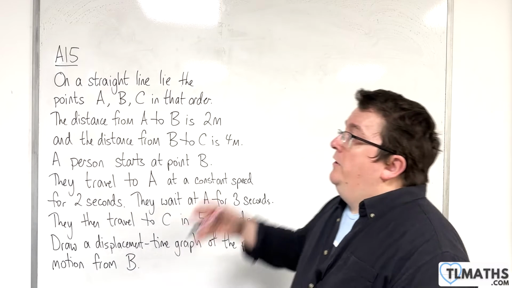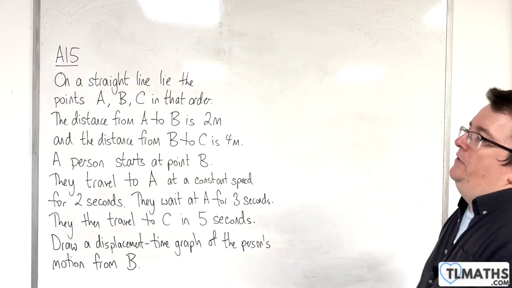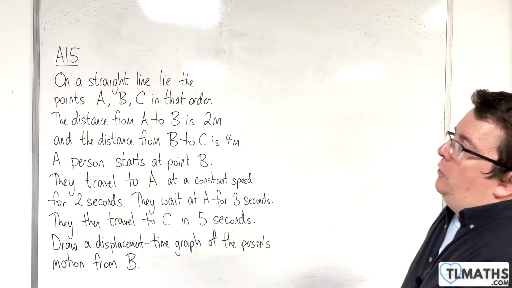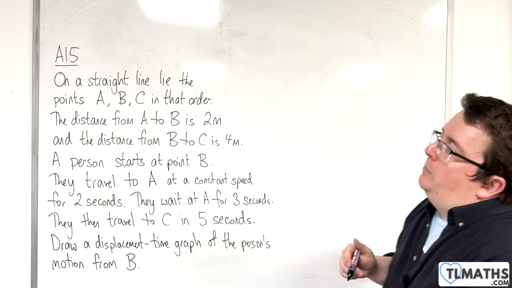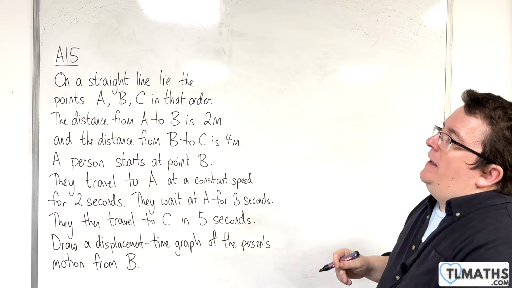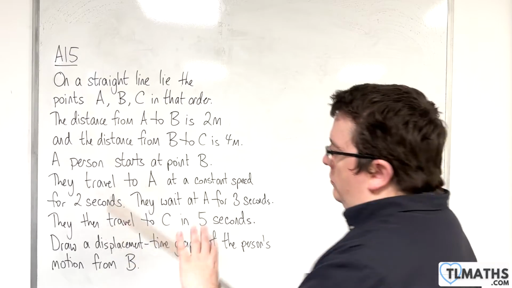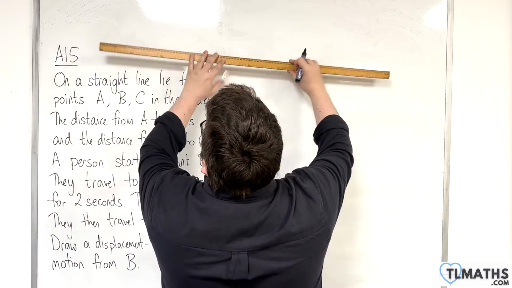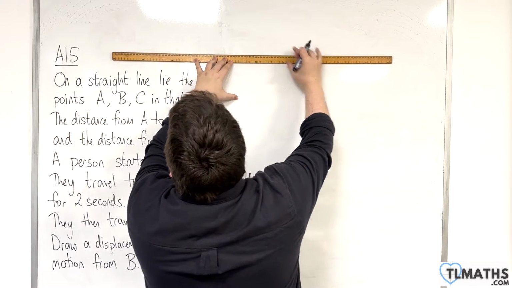In this video, we're going to be looking at a displacement time graph. So on a straight line lie the points A, B, C in that order. So let's draw ourselves a diagram so you can just visualize where these points are.